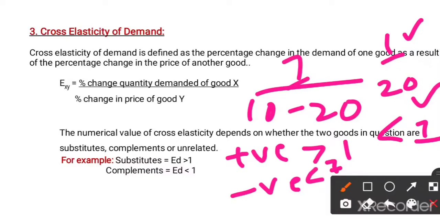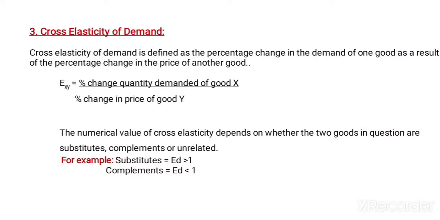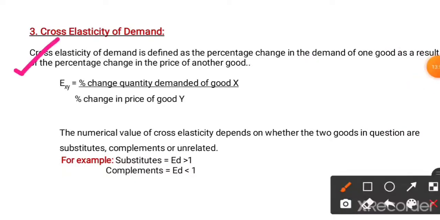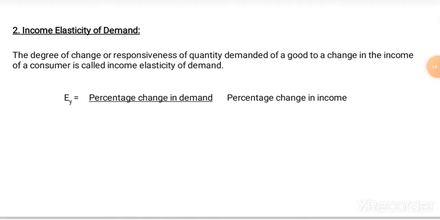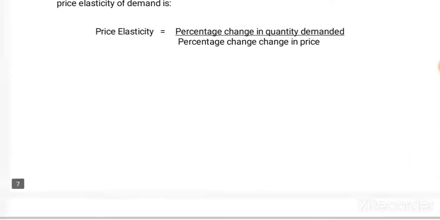Okay, fine. So this is the meaning of cross elasticity of demand. That is, cross elasticity of demand is defined as the percentage change in the demand of one good as a result of the percentage change in the price of another good. Okay, so here we will be talking about two goods, but in the other cases we talk about quantity demanded and income, and quantity demanded and price.